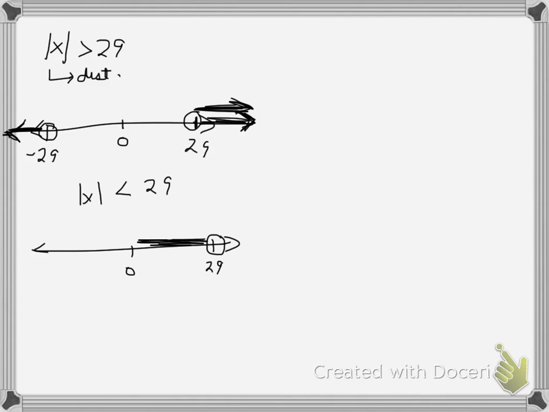The distance from 0 would be to negative 29, and the distance of the x wants to be less than that, so it would be shaded this side. So that would be the solution set of that statement. And we have a couple more.